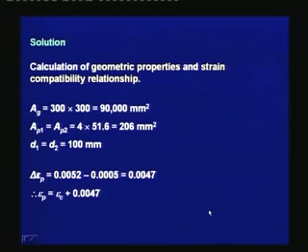First, calculation of geometric properties and strain compatibility relationship. AG is 90,000 millimeter square, AP1 and AP2 is 206 millimeter square, D1 and D2 is equal to 100 millimeters. Delta epsilon P is equal to 0.0052 minus 0.005, which is equal to 0.0047. Thus, our strain compatibility equation is epsilon P is equal to epsilon C plus 0.0047.